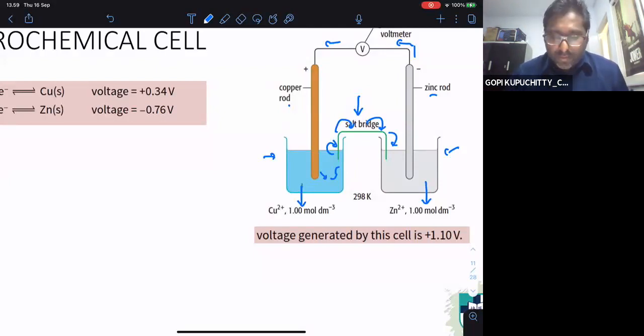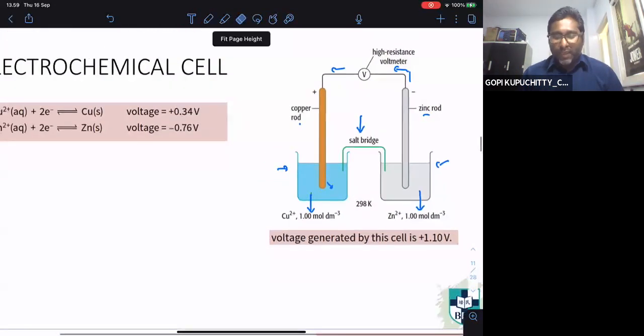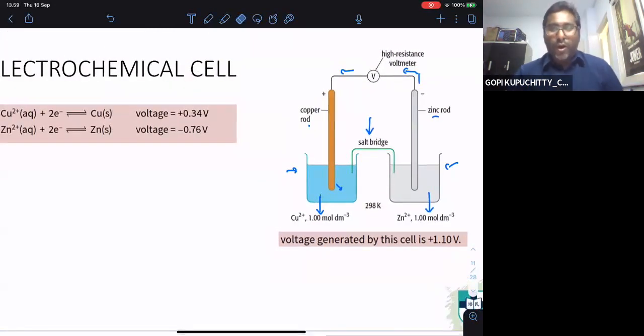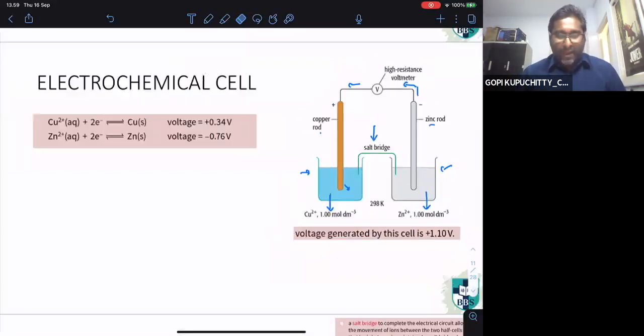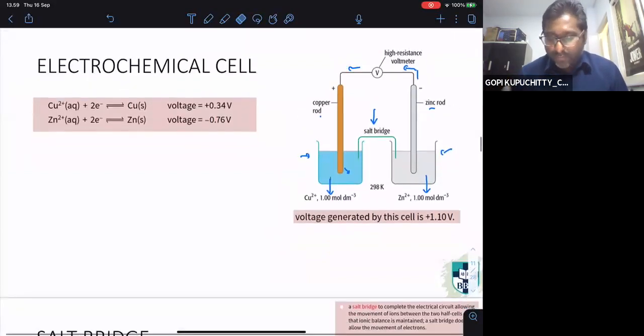So the salt bridge is going to make the circuit complete, and at the same time it is going to separate the solutions. We want the electrolytes to be separated, so it serves two functions. Normally we use potassium nitrate, or we can use sodium nitrate. We debate later. The next slide, I will talk more about the salt bridge.